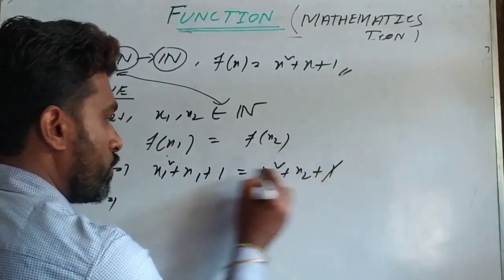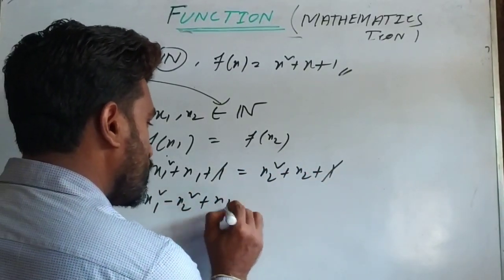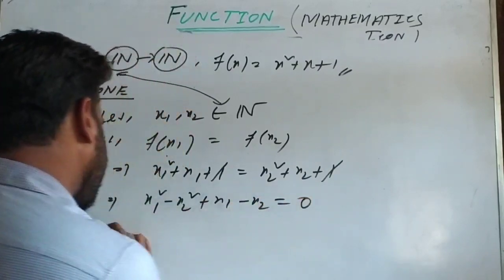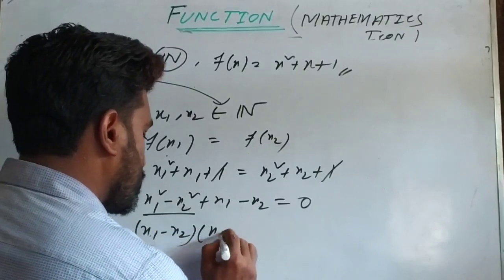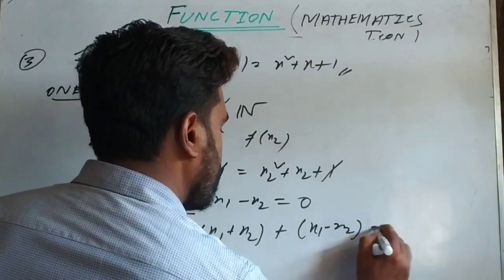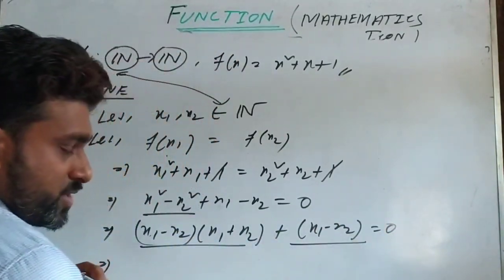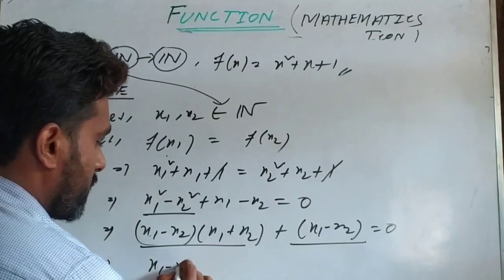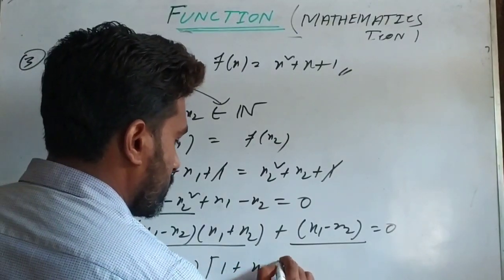Okay, so you can see 1 cancel. x1 square minus x2 square plus x1 minus x2 equals to 0. There is x1 minus x2, x1 plus x2, and here x1 minus x2 as well. Now if you are taking common from these two different terms, I think x1 minus x2 and 1 plus x1 plus x2.